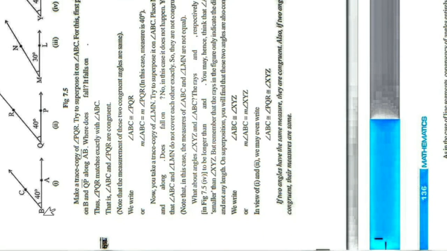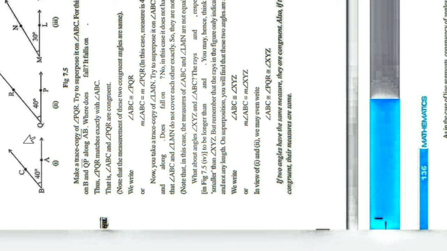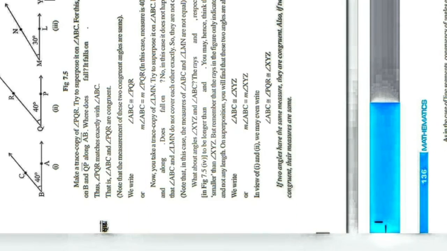Now what about angles XYZ and ABC? We can see here that the arms XY and YZ are longer than BA and BC. So these arms appear longer. Then you may think that angle ABC is smaller than XYZ. So does it appear that ABC is smaller than XYZ? But here the rays represent only the direction and not the length. So even if the rays are longer, these two angles are still congruent.